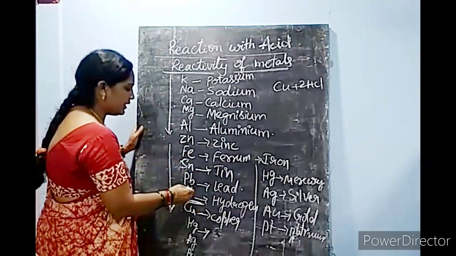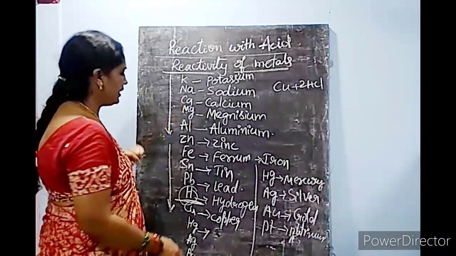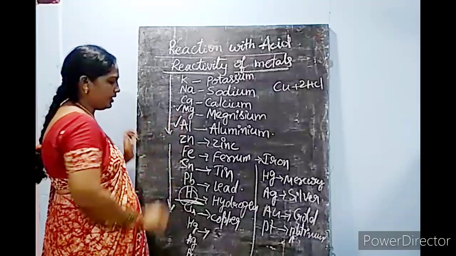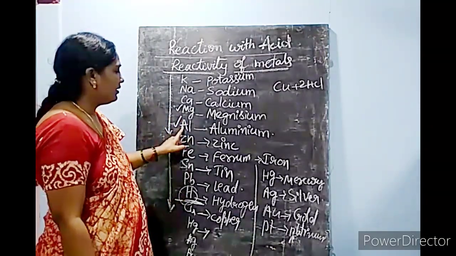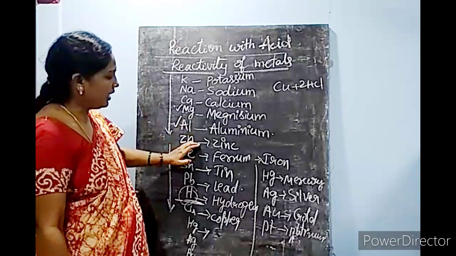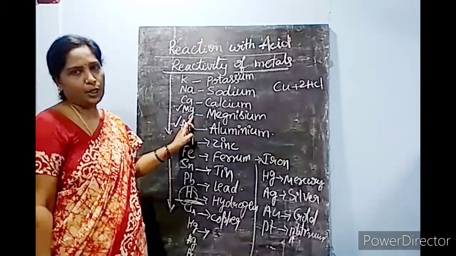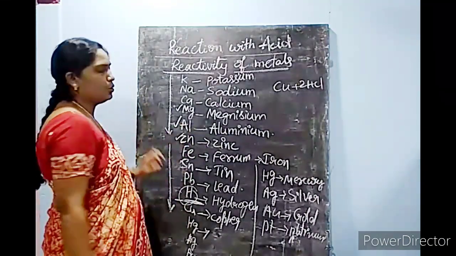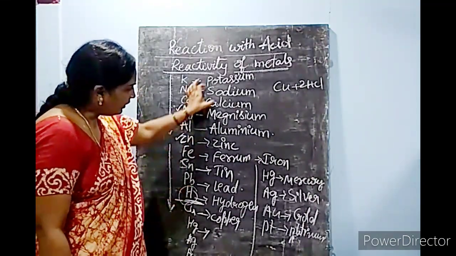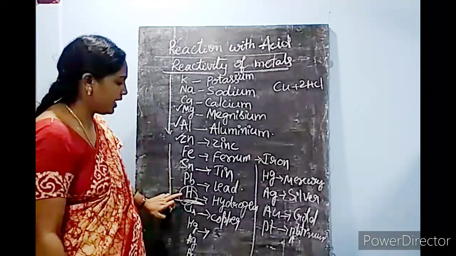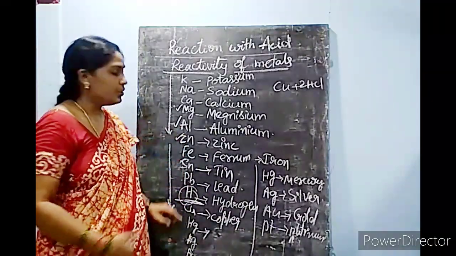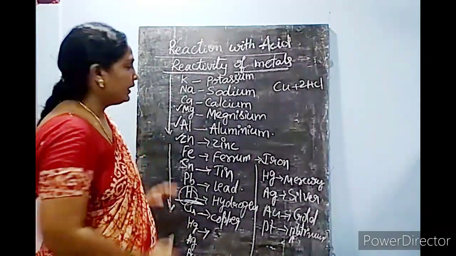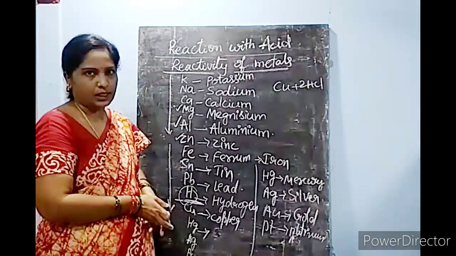Why? Because when you see magnesium, it is above hydrogen. When you see aluminium, it is also above hydrogen. That means they are more reactive than hydrogen. And when you see zinc granules, they are also in the reactivity series above hydrogen. So they are also more reactive than hydrogen. That's why they will react quickly.